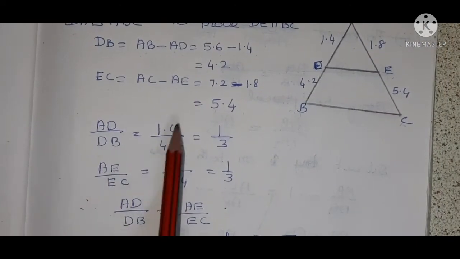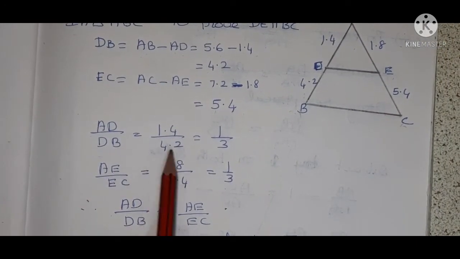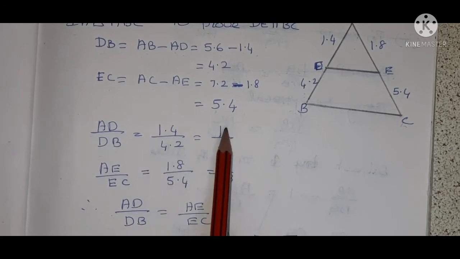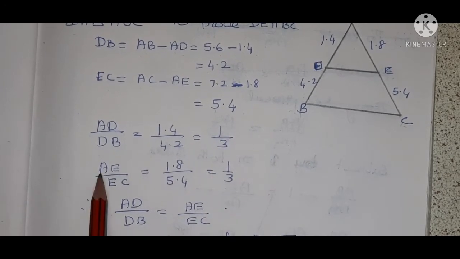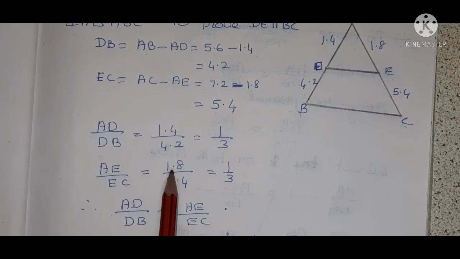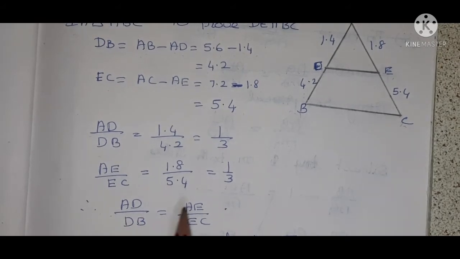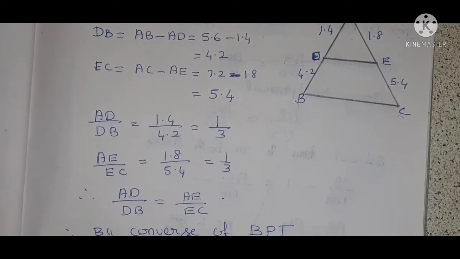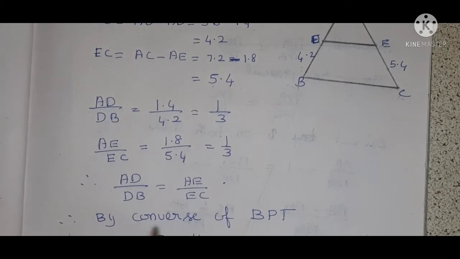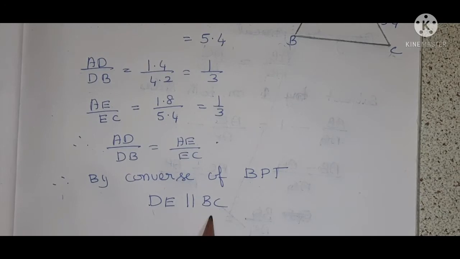AD by DB is equal to 1.4 by 4.2. Cancelling, we get 1 by 3. AE by EC is equal to 1.8 by 5.4. Cancelling, we get 1 by 3. Both are equal. So therefore AD by DB is equal to AE by EC. Therefore by converse of BPT, DE is parallel to BC.